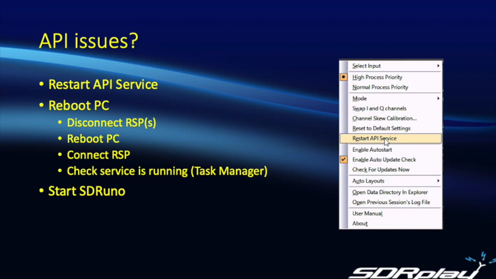Sometimes you may see a message about a problem either with the API or with the service. And when you do, there are a number of ways to try and fix it. The easiest way is just to try and restart the API service from the options menu in the SDRuno main window, but perhaps you can't even start the program, in which case the alternative would be again to go to the Windows Start menu. If that alone doesn't help, another option is to try rebooting your PC: disconnect any RSPs, reboot, reconnect the RSP, and then check in Task Manager to see if the service is running, and then at that point restart SDRuno again.